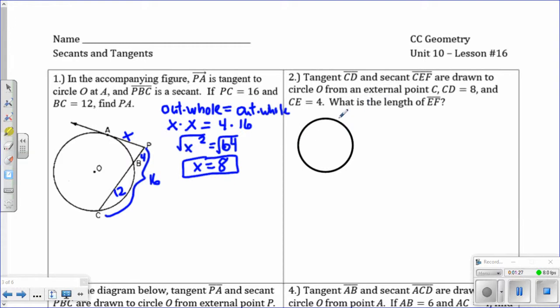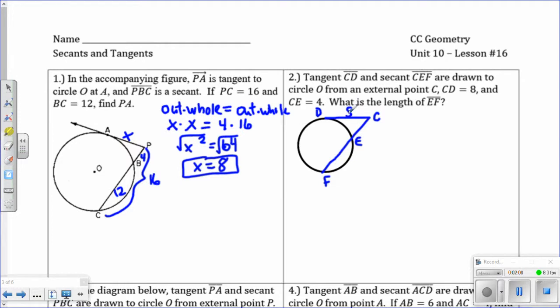Number 2, this time we have to actually draw the diagram. So we have tangent CD, so a tangent touches the circle at one point. Now to see which ends C and which ends D, if you look at the next part, it says secant CEF. So see how secant goes through the circle. Not exactly straight, but close enough. See how the C is the common letter, and it says drawn to circle O from an external point C. So it tells you the external point is C. So we have tangent CD, and then secant C, E is where it touches the circle here. Keep going F. So you have to make sure you go in order C, E, F. You can't flip the F and the E around.